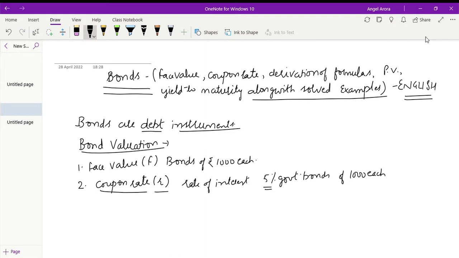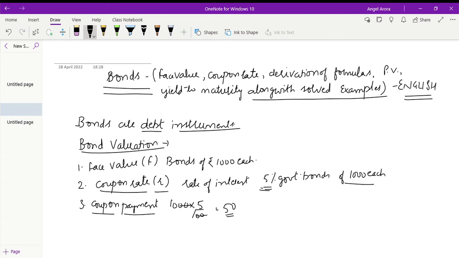So the next term is coupon payment. Actually, this is coupon payment for the borrower, but for the lender, it is income. It is a source of income. It is a cash flow for him. So coupon payment is calculated on the face value of the bond. Suppose in this example, if one bond of rupees 1000 face value has been issued to a person and it is carrying a rate of interest of 5%, in that case coupon payment will be 50 rupees.